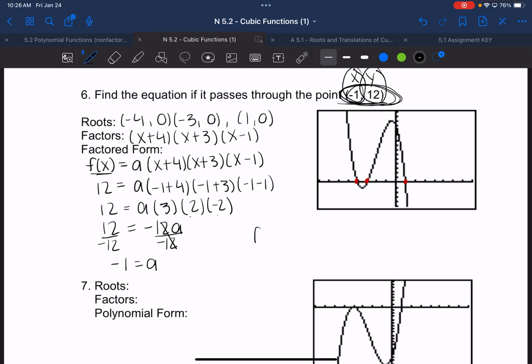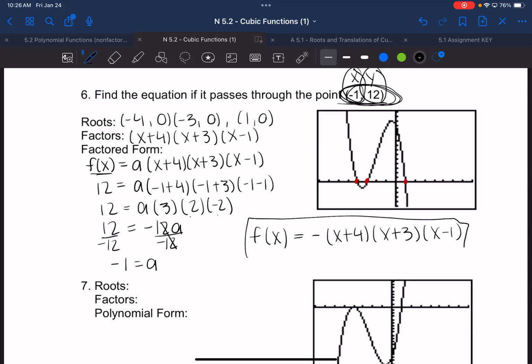Okay, so they ask for the equation in factored form. We now know our a value is -1. You don't have to put the 1. You could just put the negative, followed by all of our factors. All right.